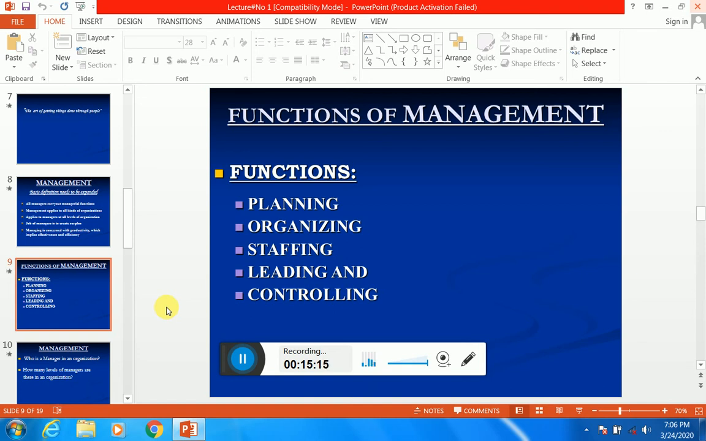Leading simply means working with and through people to accomplish the organizational goals. And the last function is controlling. Controlling is known as a monitoring process, like monitoring progress toward organizational achievement and taking corrective actions when required.